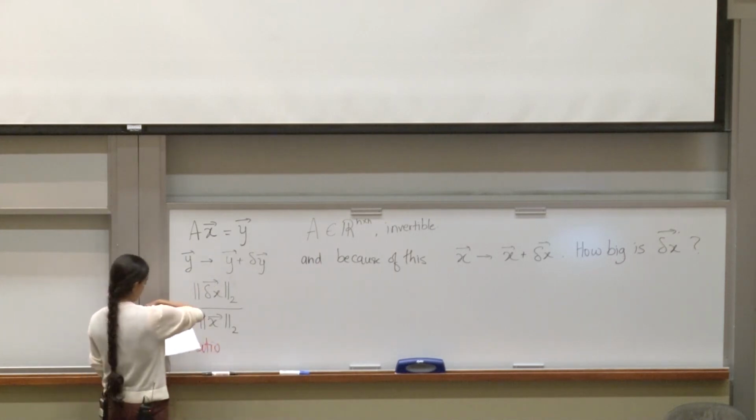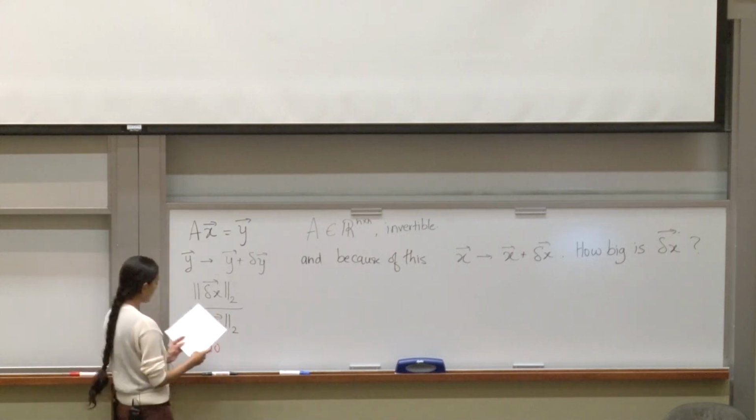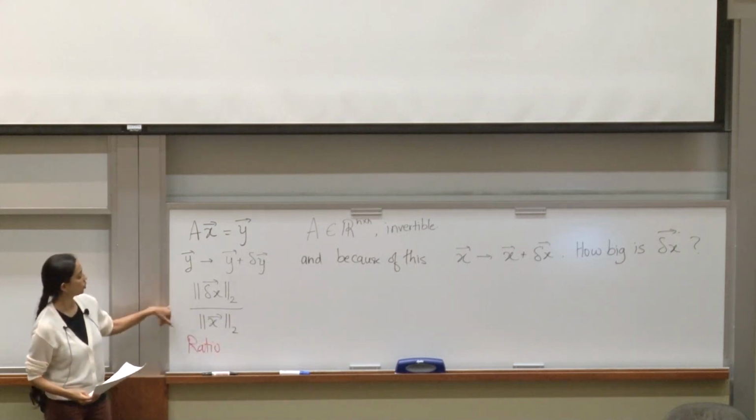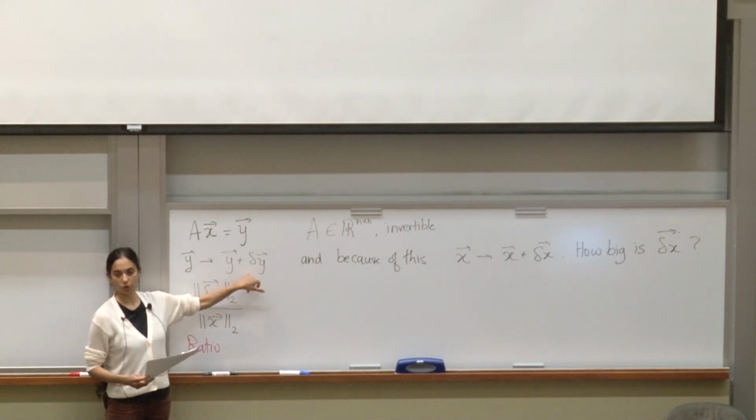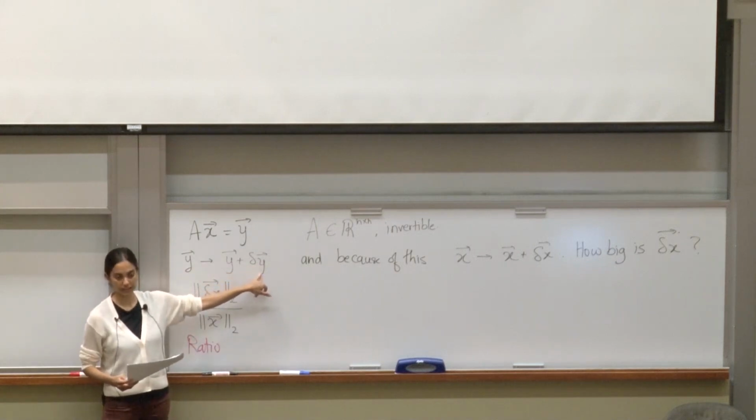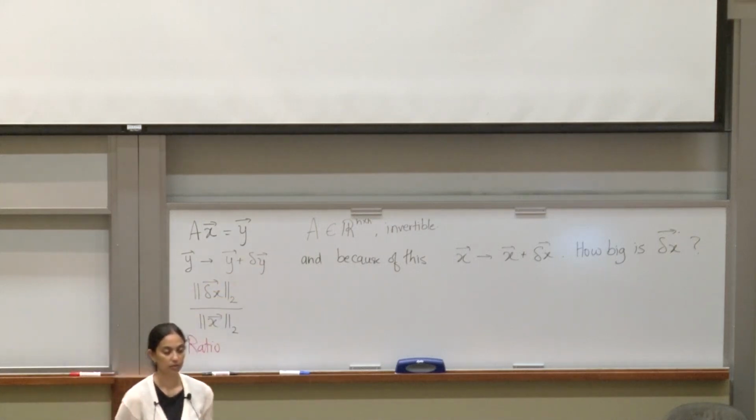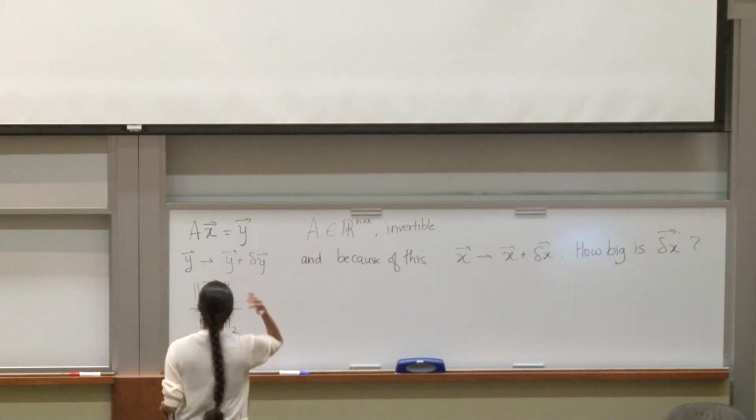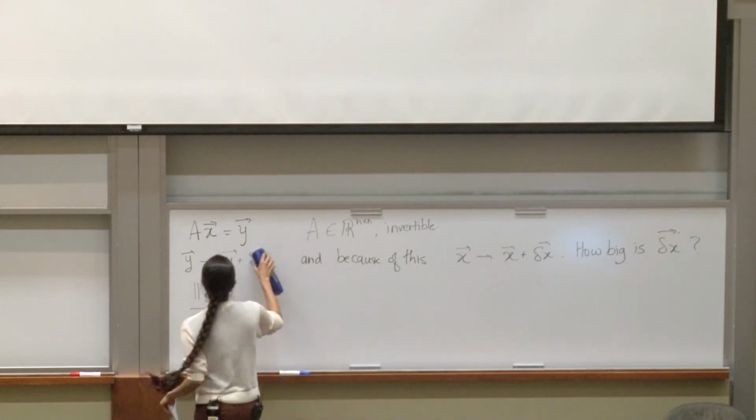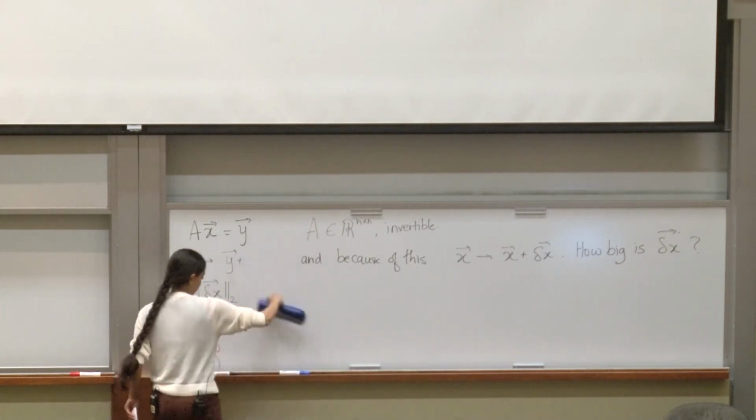Okay? And of course, we want to think of this and connect it to the change in y. Yes? I have a clarification question. You wrote y goes to y plus delta y, and the arrow is not on top of delta. Oh, sorry. That's just my fast writing on the board.